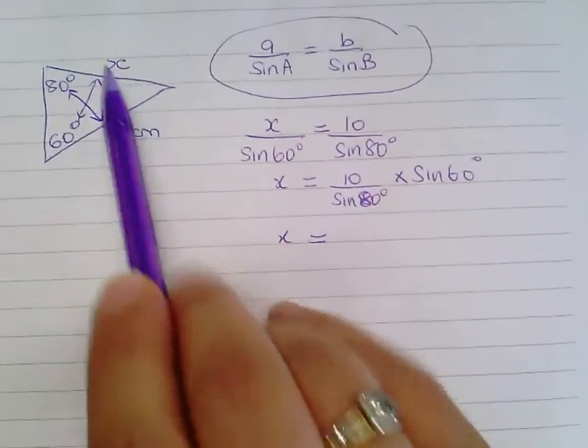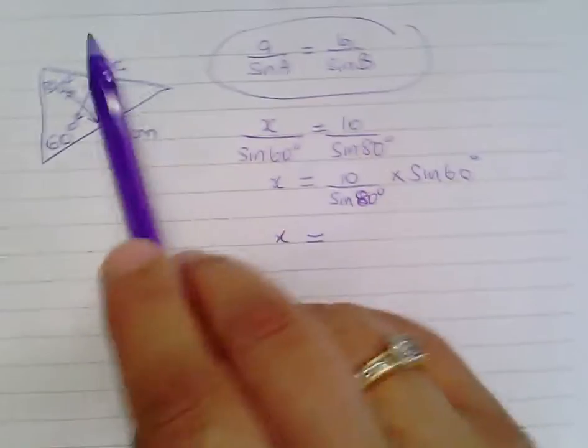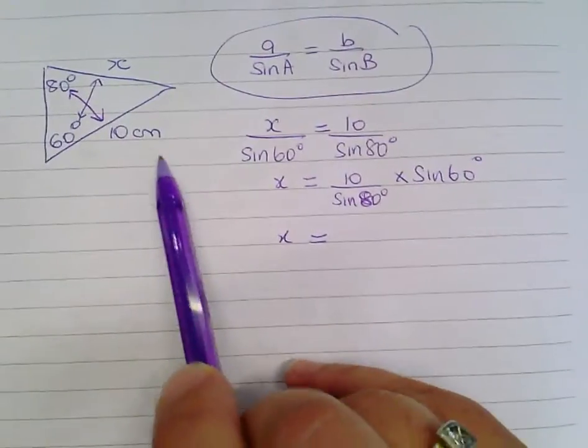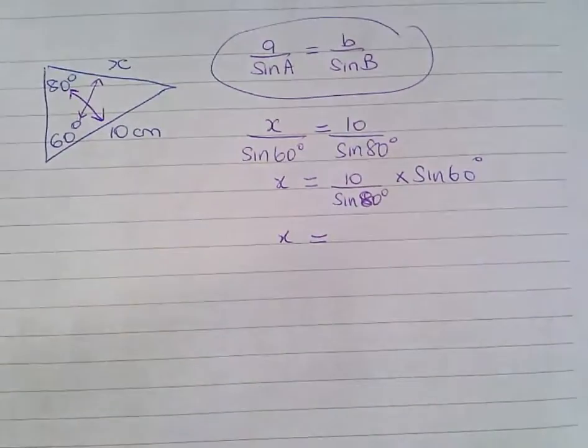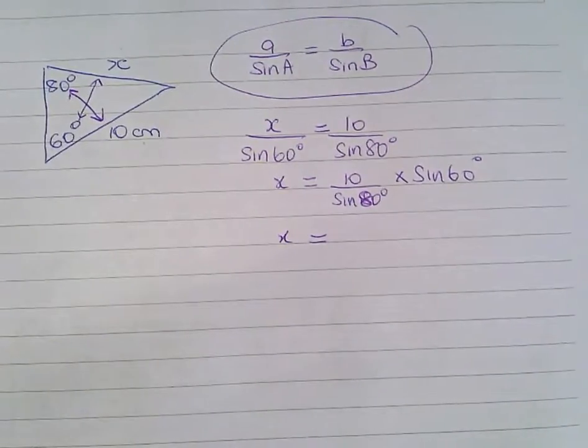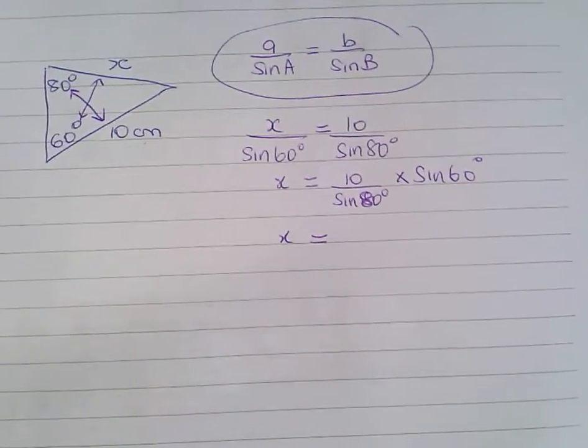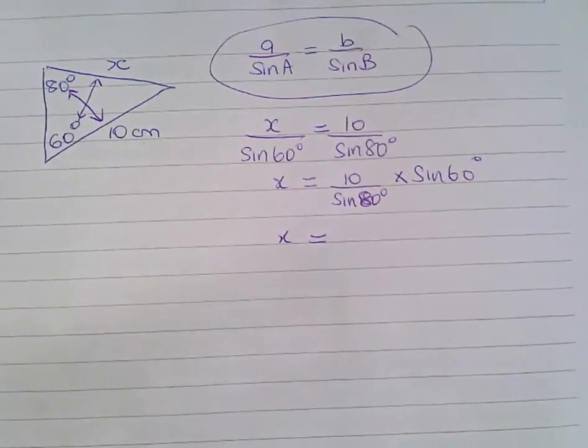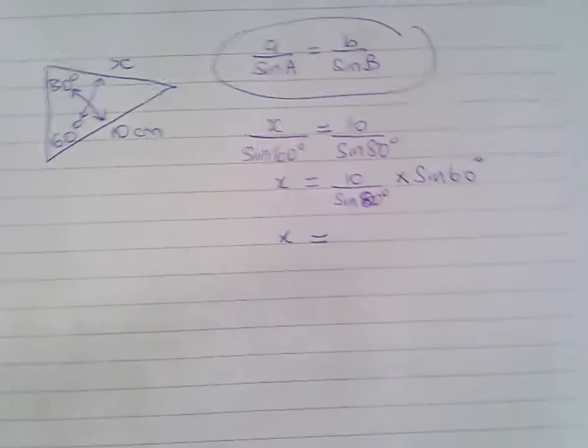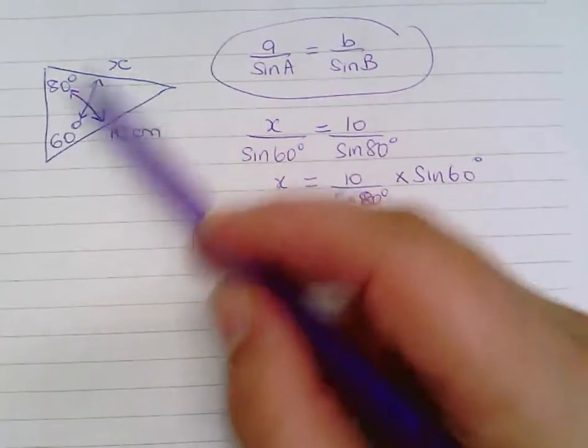You always put what you want first on the top left-hand side. X over sine 60 equals 10 over sine 80. All right, who's worked it out? Make sure your calculator is in degrees. When you have a bigger angle, it opens up more. When you've got a smaller angle, it opens up less.